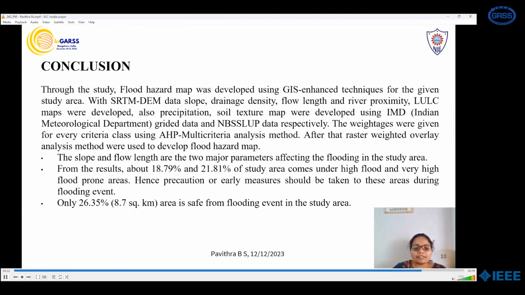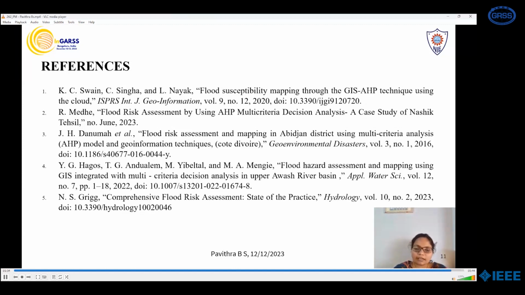The findings reveal that 18.79% and 21.81% of the area are highly and very highly prone to flooding. Emphasizing the need for precautionary measures, only 26.35%, around 8.7 square kilometers of the study area, is deemed safe from potential flooding events. These are some of the references which we considered for this work.